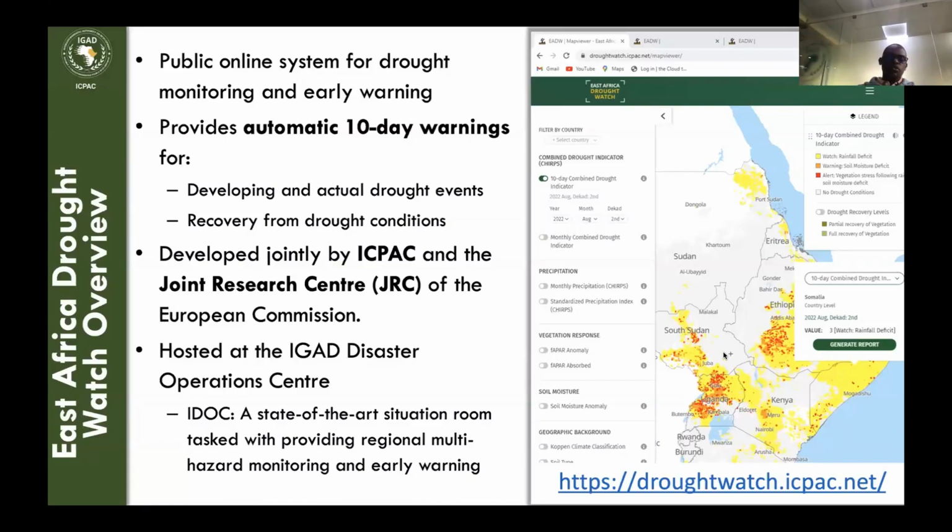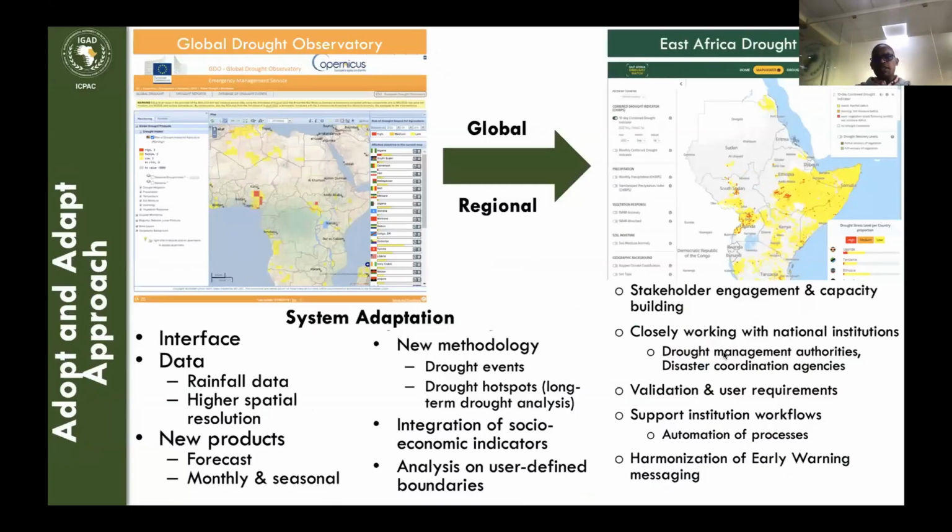And on top of all these tools, we have East Africa Hazard Watch, which is some sort of a single interface for all hazards. After East Africa Hazard Watch, we have Drought Watch, which is a special system focused on a specific disaster. This is how the transfer of the technology was, from the Global Drought Observatory to East Africa Drought Watch. You can see there is a glaring difference in the interface, the color coding, and almost everything, including the indicator.